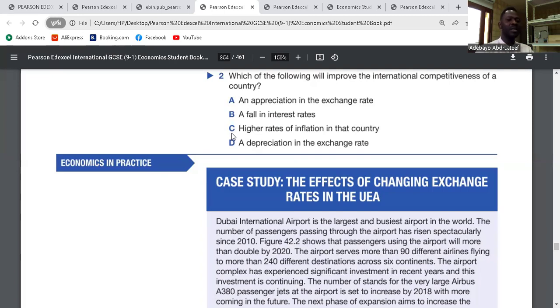Any question about that? So that ends chapter 42 and the end of the book. Thank you. So you have to do the exam practice now for that chapter. I think you have time to do that.